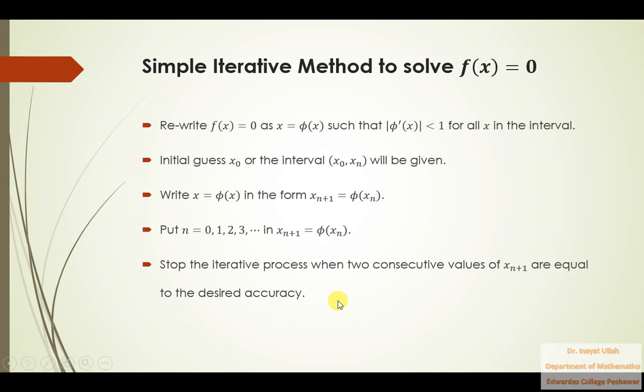For example, if you are asked to find the approximate solution up to 4 decimal places, we will check whether two consecutive values of x are nearly equal to each other up to 4 decimal places. If you need to find the solution up to 5 decimal places, we will check whether the two consecutive values of x are nearly equal to each other up to 5 decimal places. So that is a simple criteria for this simple iterative method. Let us solve an example.